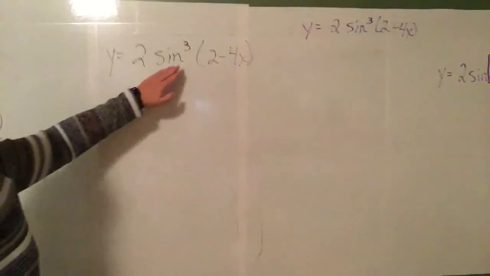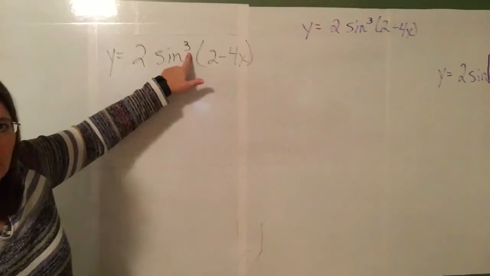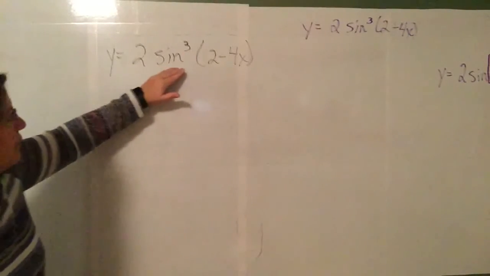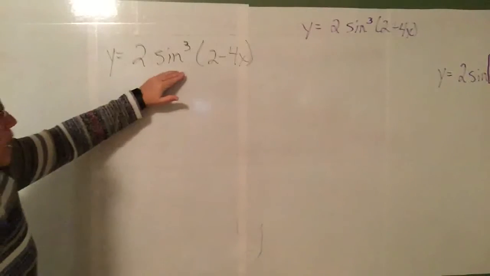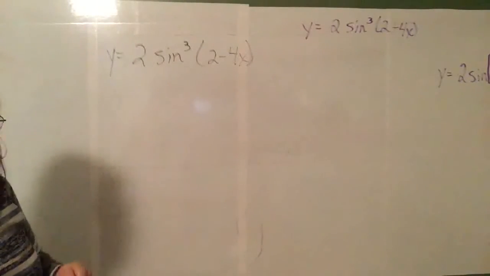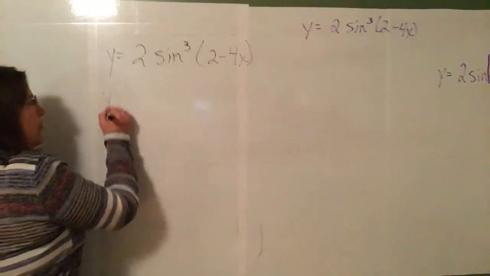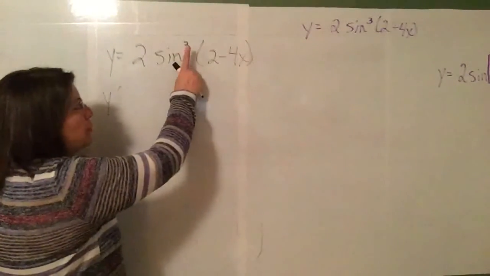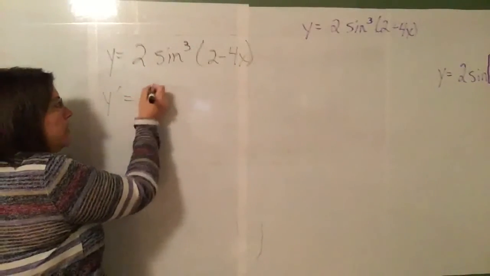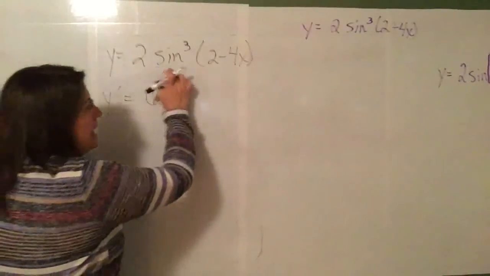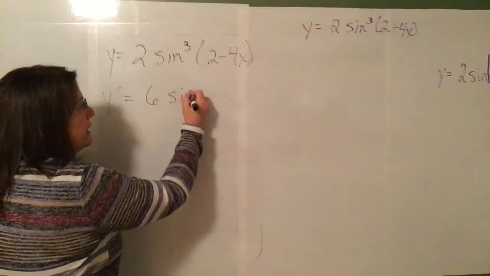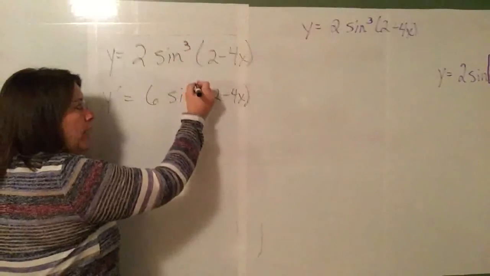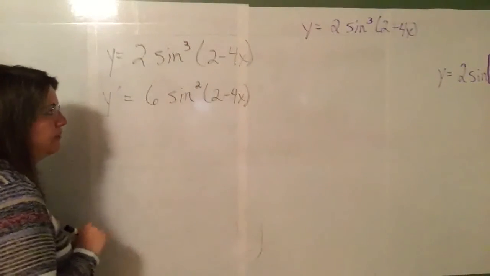This is another one where my trig function is to a power. So this is another chain rule where my outside function is the sine of 2 minus 4x, and that whole thing is cubed. I'm going to try to do this one without rewriting it first. So I've got y prime. The power of the outside function is a 3. So 3 times the coefficient is going to be 6. I keep all of this the same, so sine 2 minus 4x, but I decrease that power by 1. So that'll be sine squared 2 minus 4x.